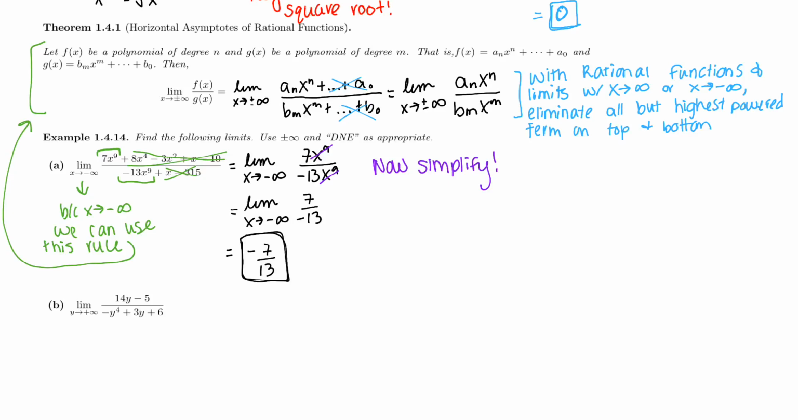Why negative 7? I just took this negative sign that was down here and moved it up top. So this negative is just the negative that was down there. So 7 over negative 13 is the same thing as negative 7 over positive 13, which is the same as negative 7 over 13. Either of those are fine. I just typically don't like to put the negatives in the denominator. Right?